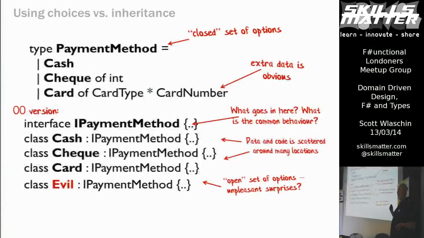So I could add an evil payment method, and as long as it meets the interface, I could use it anywhere I like, and nobody would know. So there's a debate. There's this thing called the expression problem, which is which one is better; they have pros and cons. But I think for business modeling, I personally like the explicitness of a choice type, a discriminated union like this. I think it's a lot nicer than OO.